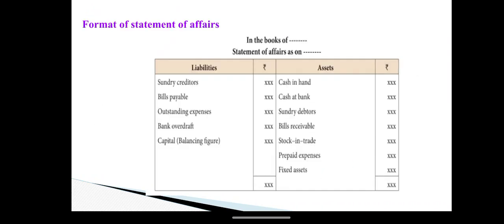This is the format of statement of affairs. Liabilities: sundry creditors, bills payable, outstanding expenses, overdraft. Assets: cash in hand, cash at bank, sundry debtors, bills receivable, stock in trade, prepaid expenses, fixed assets. The balancing figure is considered as capital.